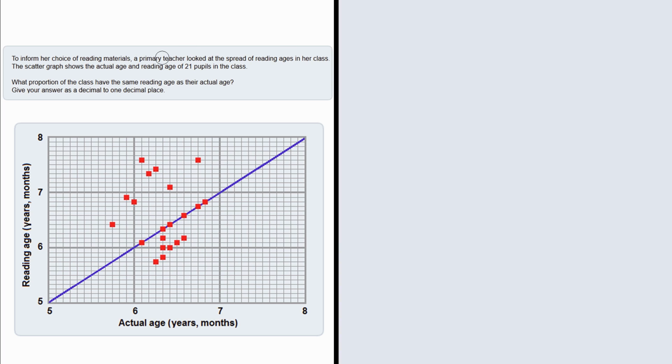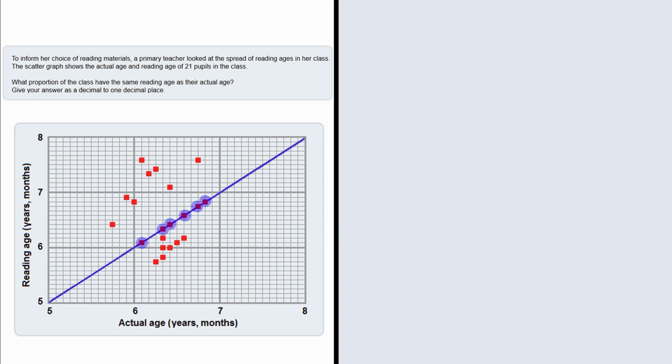Now notice with these types of graphs we don't usually have this blue line in here, and this is in fact the y equals x line. And the reason this has been put in here is because anything that lies on this line has the same reading age as actual age. So all we need to do is to count all the points that are on the line, and we can see we have 1, 2, 3, 4, 5, 6.